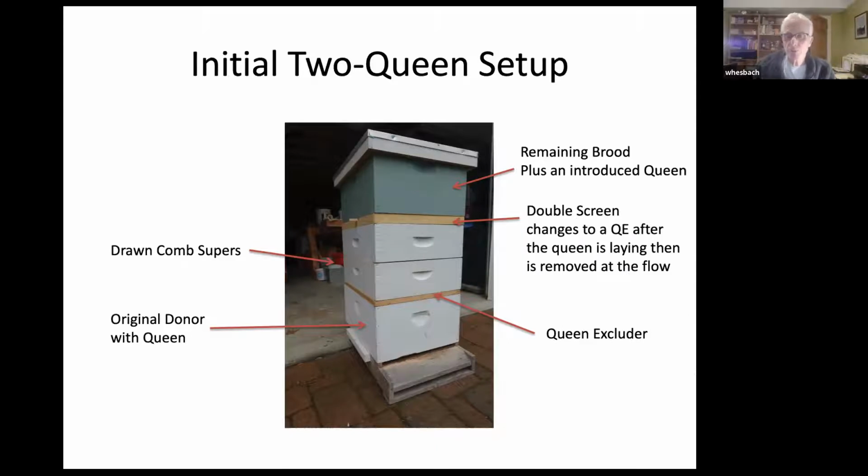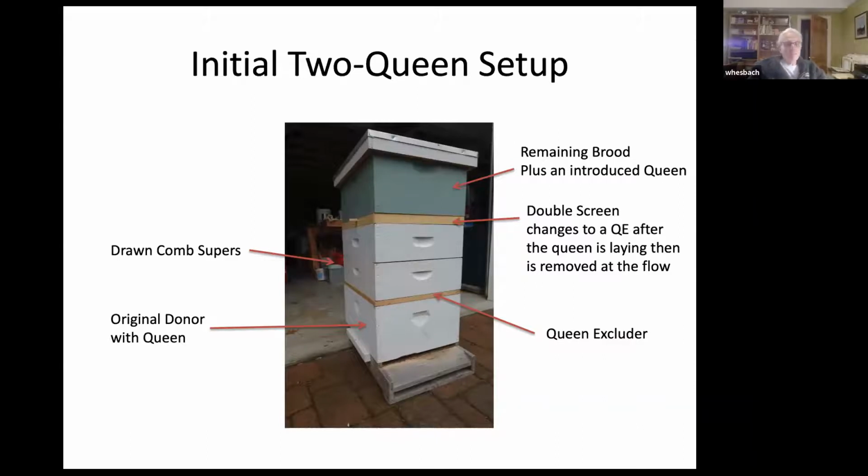You put a lot of aged brood up there too, because you want new bees right away, but you have to have some vacant comb up there for your new queen to lay. You check and make sure your new queen is released and that she's laying wonderfully. Then you remove that double screen, excuse me, and you put a queen excluder in there. And then you have to be informed about your flow.